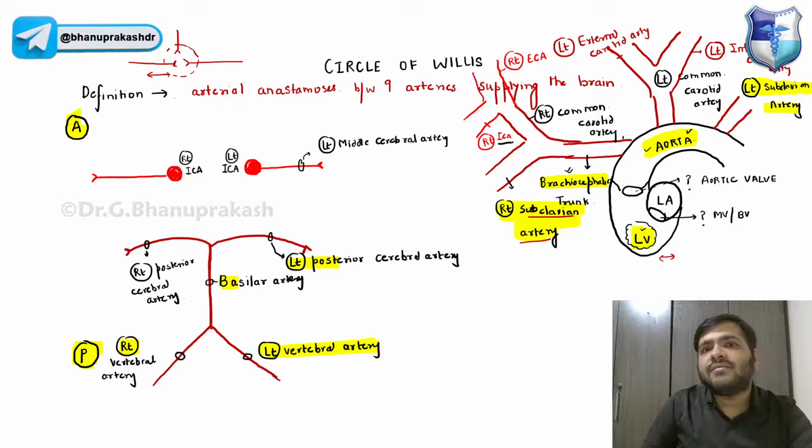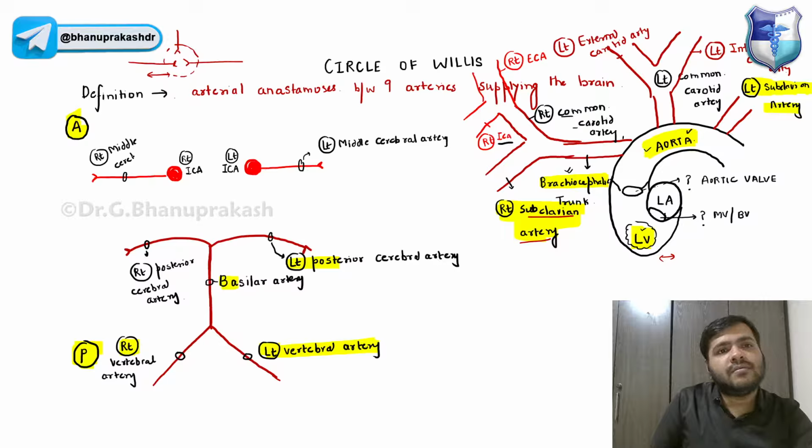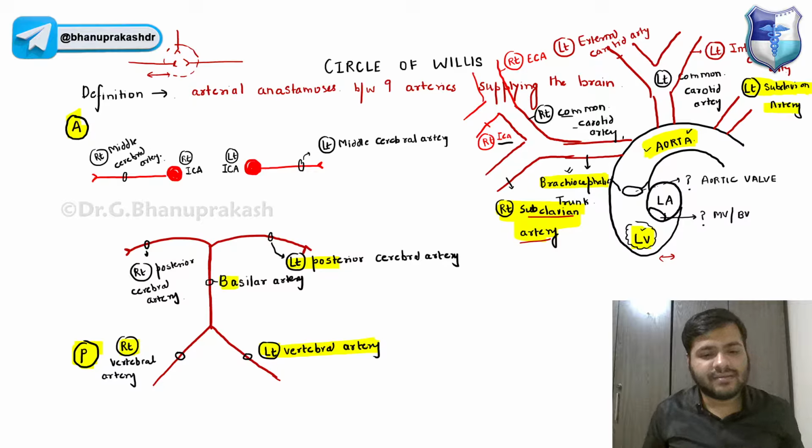The internal carotid artery is a branch of the common carotid artery. Common carotid, if it is the right side, comes from the brachiocephalic trunk. If it is the left side, it comes from the left common carotid, aorta, left ventricle. So you have to trace the path every way. So it is the left middle cerebral artery and the right middle cerebral artery.